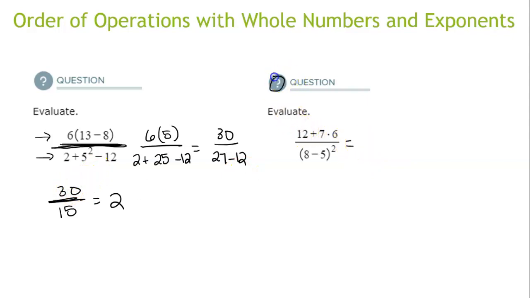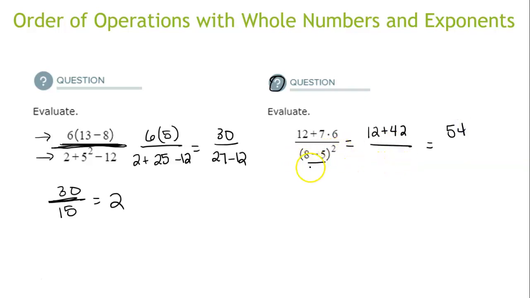Same deal here. I want you to pause the video and try this one on your own. You should have done 7 times 6 first and gotten 42. And then add those together and you get 54. On the bottom, we do what's inside the parentheses first. I don't try to square 8 squared and 5 squared.